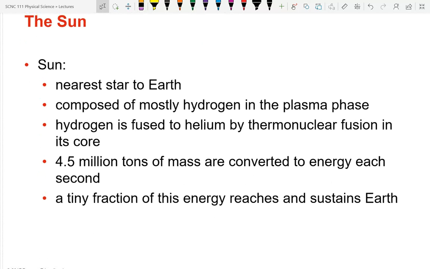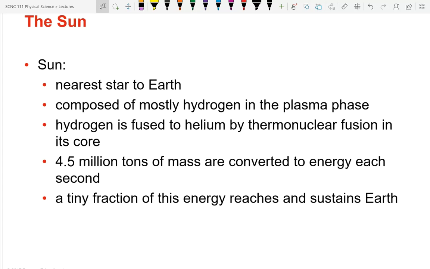The sun, I've said, is a star. It's our closest star. The sun is something like 8 light minutes away. That means it takes 8 minutes for light to get from the sun to us. If the sun suddenly stopped producing light, we would still see light from the sun for 8 minutes because it takes that long for the light to get here.